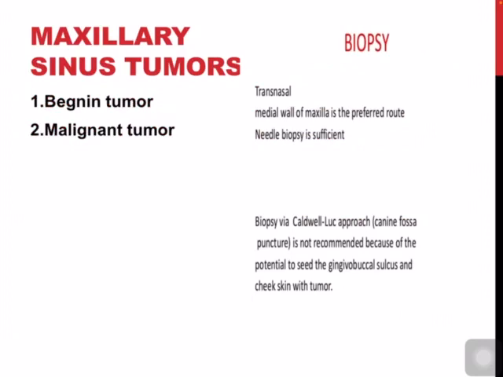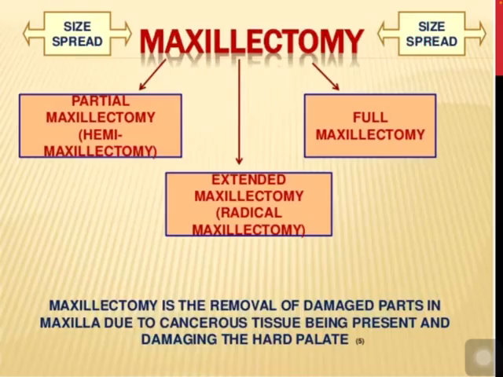Maxillary sinus tumors. We have two types, benign tumor and malignant tumor. To differentiate between the benign and the malignant tumor, we need to do a biopsy. The biopsy could be taken transnasally or from the medial wall of the maxilla, which is the preferred route. Needle biopsy is sufficient. The biopsy via a Caldwell-Luc approach, which is a canine fossa puncture, is not recommended because of the potential to seed the gingivobuccal sulcus and cheek skin with tumor.